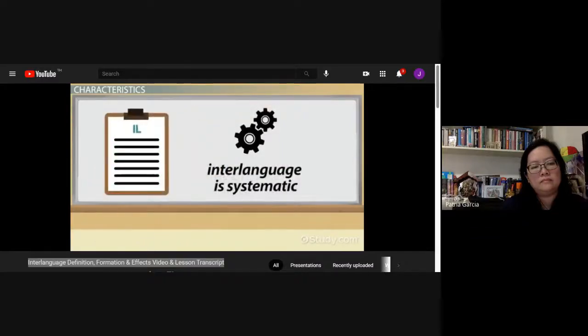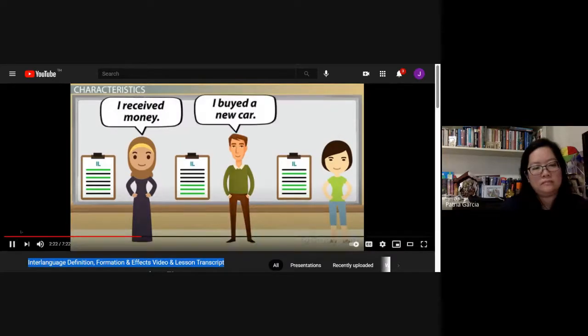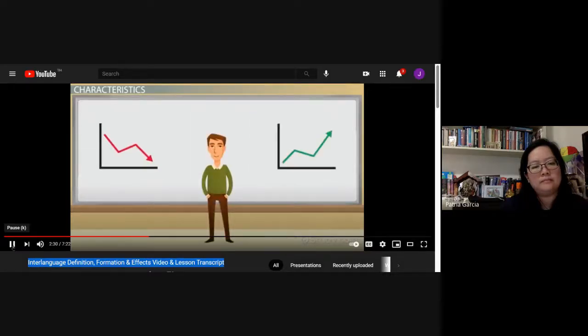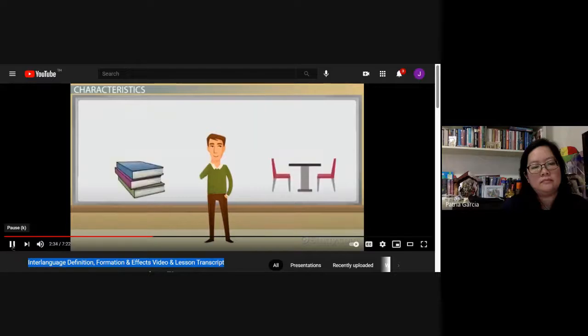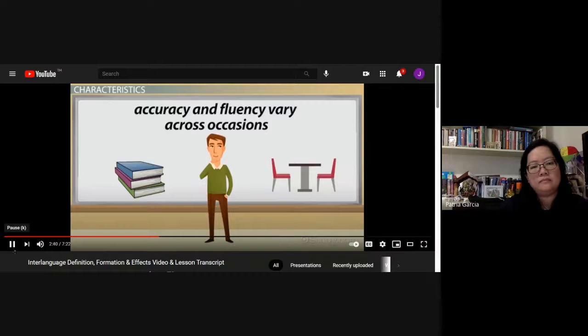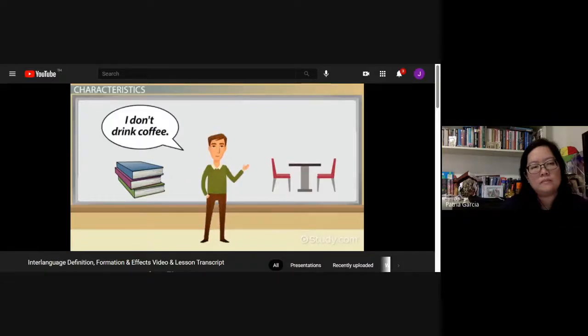Interlanguage is systematic. Although different learners have different interlanguage, they all have their own rules within their variations. They may not align with the actual rules, but they are systematic, like I received money, I buyed a new car, and I sold it. Rules are set in predictable ways. Interlanguage is variable. Learners' performance is variable. They may apply the same rule differently in separate contexts or domains. Accuracy and fluency vary across occasions, as learners have alternative rules for the same function. In a classroom setting where the learner is focused on producing grammatically correct sentences, they may say, I don't drink coffee. In a spontaneous conversation, the same meaning can be expressed as, I no drink coffee.